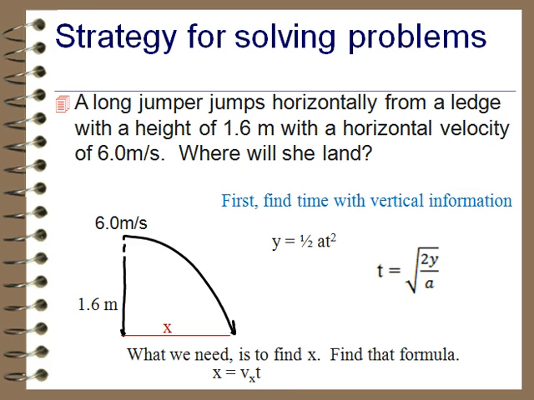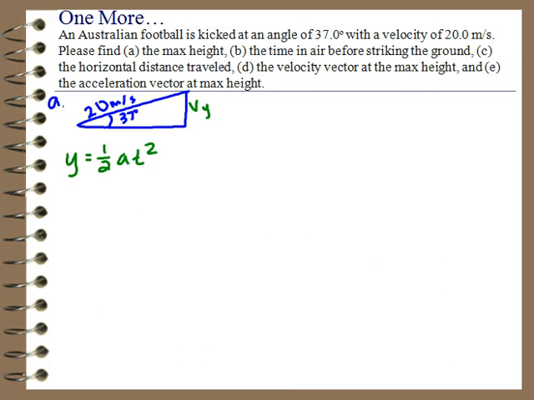Okay, let's look at another problem. This one's going to take the full 15 minutes, so I'm going to have to talk rather quickly. An Australian football is kicked at an angle of 37 degrees with a velocity of 20 meters per second. Please find the maximum height. That's what we're going to do first.